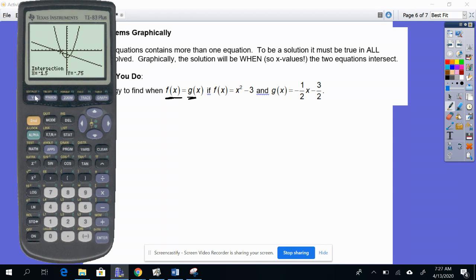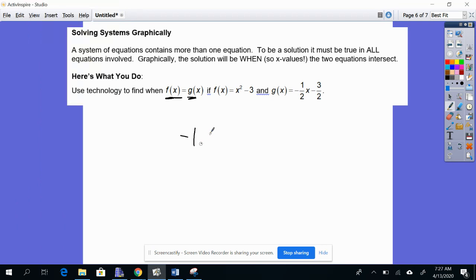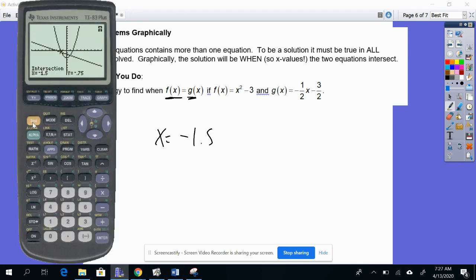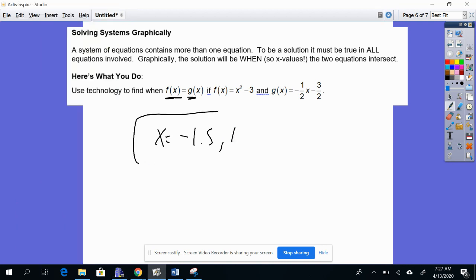And then my x value on my first one is negative 1.5. Okay, so x is equal to negative 1.5. I need to check that second value though. So I'm going to do the same thing. Second, trace, number 5. Go over to the right. Hit enter 3 times. And I'm done. x is 1. There's my answer. Done. That's all you have to do on this problem.